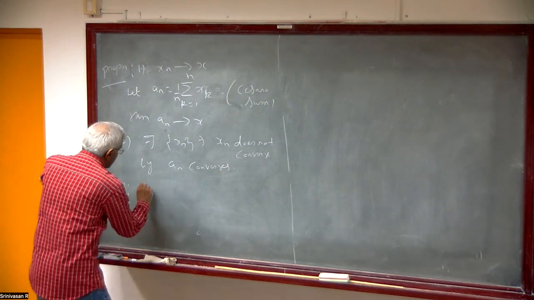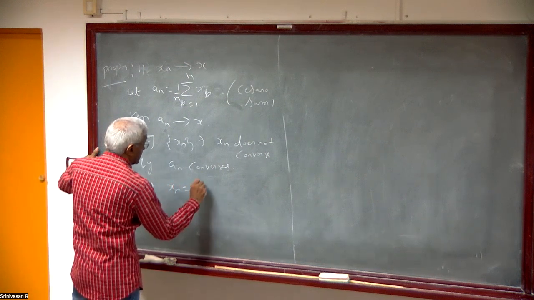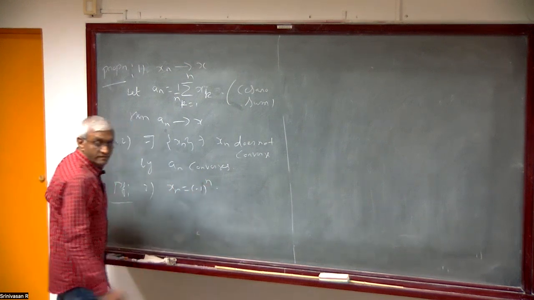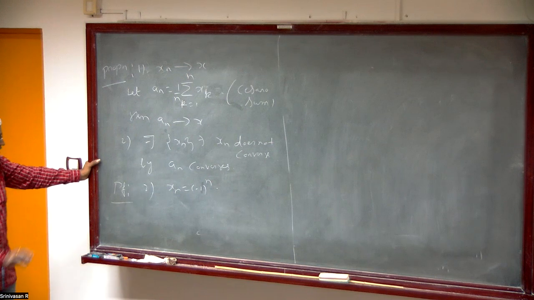Okay, the second is very easy. You can take x_n equal to (-1)^n. Then it doesn't converge, and if you take the sum, it will be (-1)^n / n, or 1/n, that goes to zero.